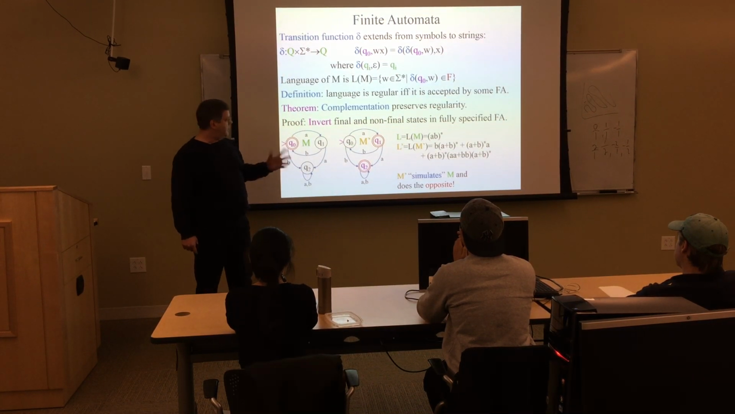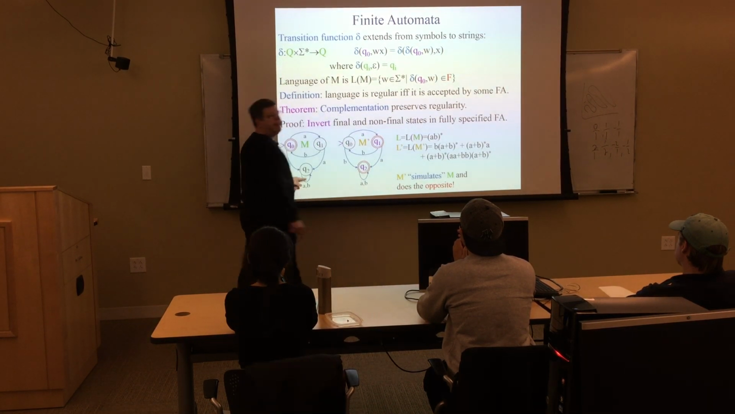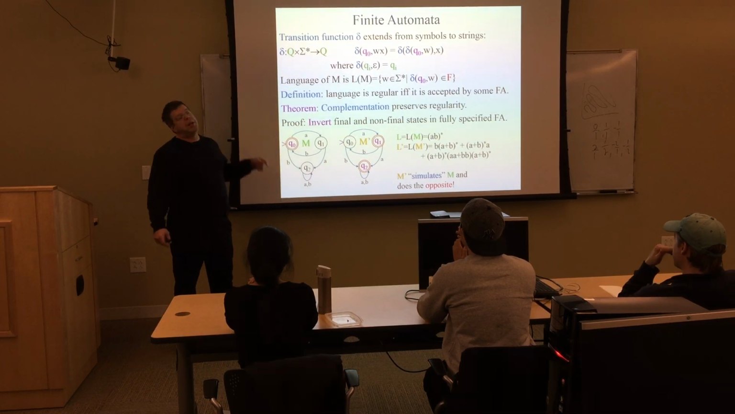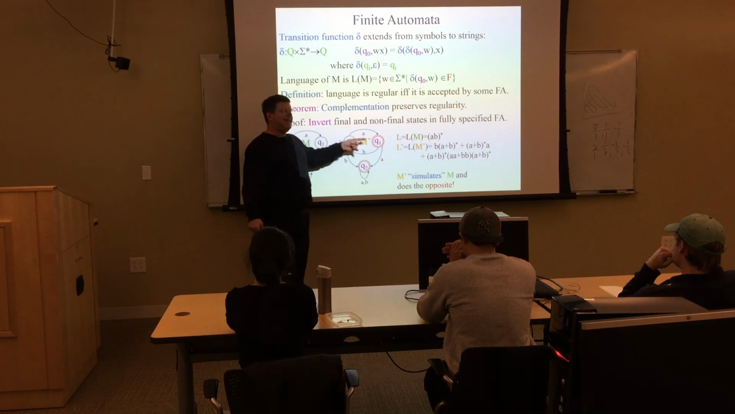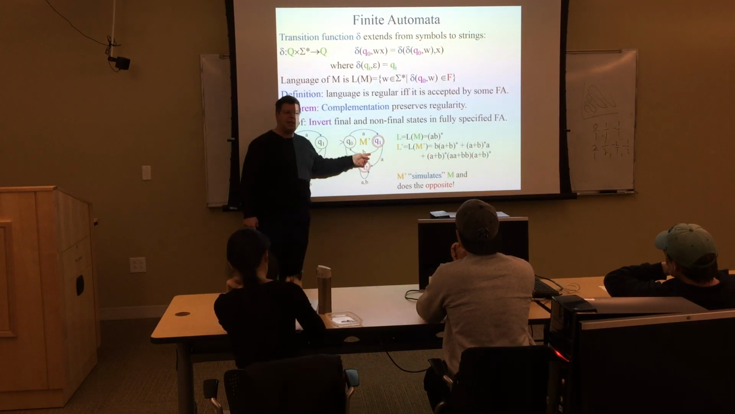The final and non-final sets are flipped. This was final, not final. Not final, not final, final, final. So it accepts exactly sigma star minus the language. So if a string is accepted by this, it won't be accepted by that. If a string is not accepted by this, it will be accepted by that.